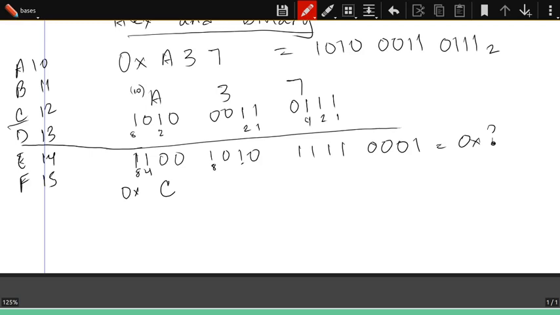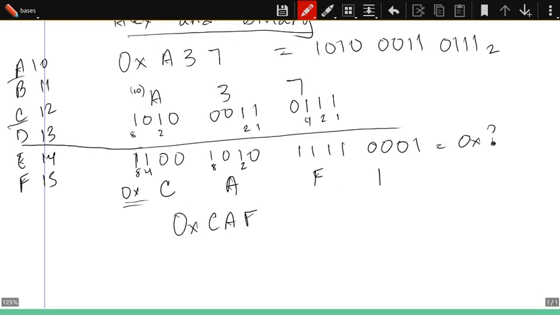1010, we have an 8 and a 2. That's 10, and 10 is A. 1111, can you remember what 1111 is in binary? That's the biggest 4-digit number that we can represent in binary. That's 15, and 15 in hex is F. And then 0001, which is just 1, which is also 1 in hex. So this number in binary is 0x, just for the notation, CAF1 in hex.